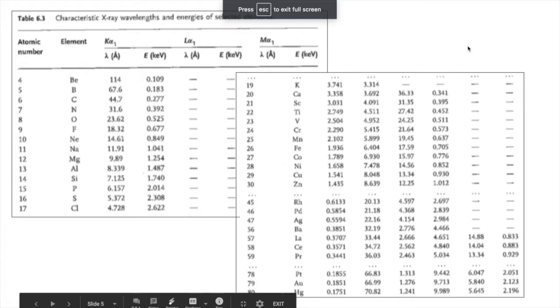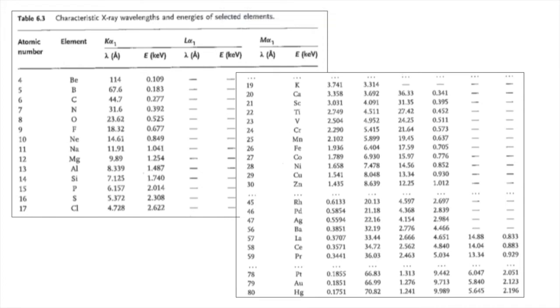So to answer this question about WDS and what d spacings are required to detect the wavelengths of light elements, I turn your attention back to table 6.3 in our textbook, which gives you the values of characteristic X-rays, wavelengths, and energies. If we look at some of these lighter elements, we see that they do not have L and M lines. They just have K. And they have really large wavelengths because they have really small energies.